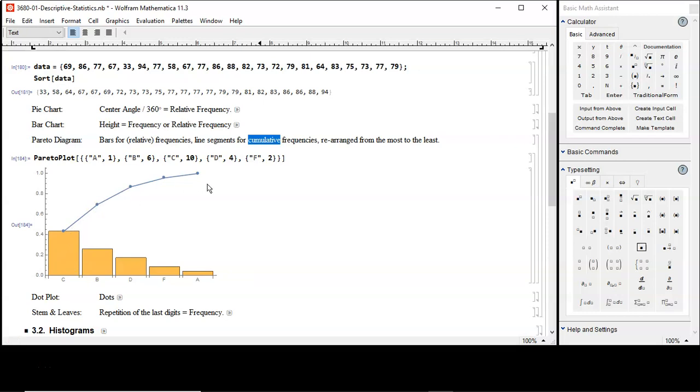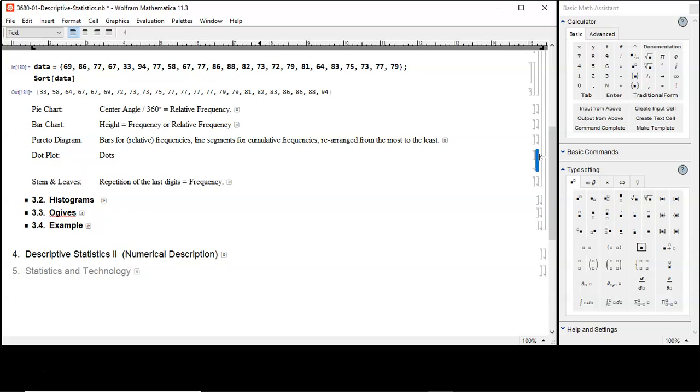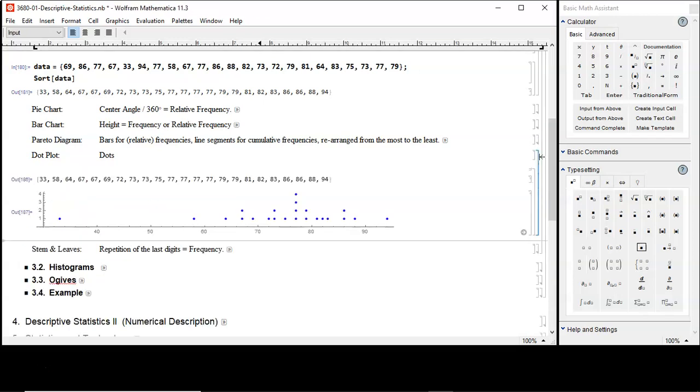But this part, cumulative frequency that's going up, that's an interesting feature, and please remember that when we deal with something that is important, ogive. Okay, so much for Pareto diagram. That's just a stepping stone. Now let's go to dot plot, which is a little bit more important than the previous three.